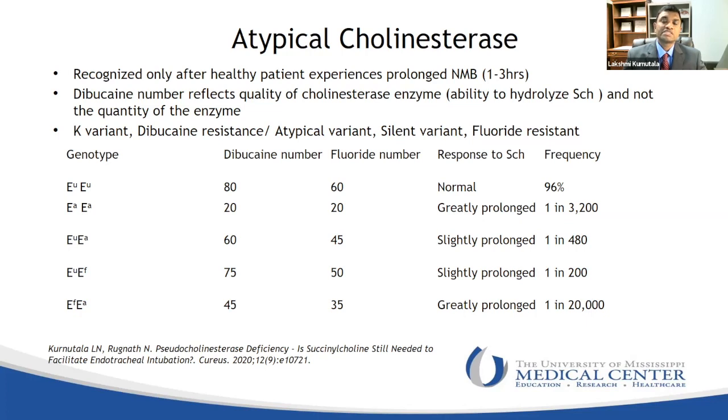Atypical cholinesterase deficiency is divided into 4 types: the K variant, the Dibucaine resistant or atypical variant, the silent variant, and the fluoride resistant variant. The normal Dibucaine number in the regular population is 80, but in atypical cholinesterase deficiency with the homozygous state, you may see a Dibucaine number of 20, with a greatly prolonged effect of succinylcholine.